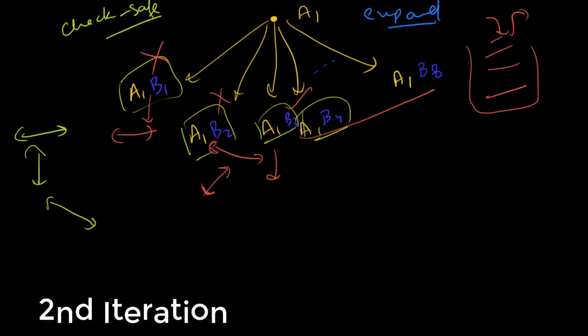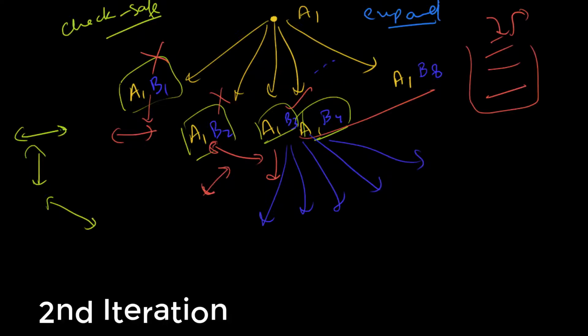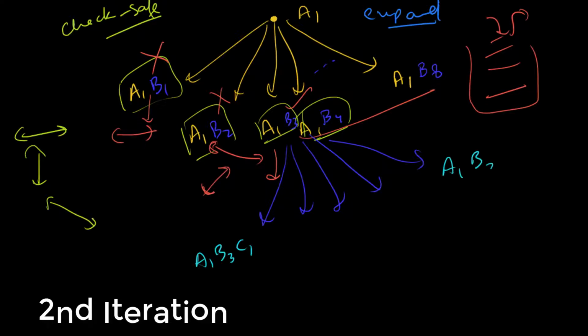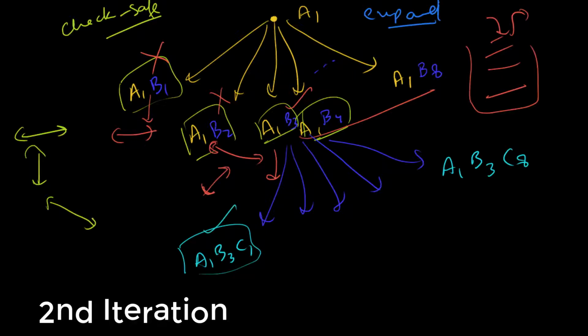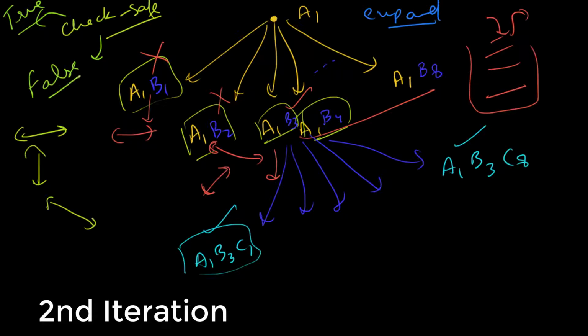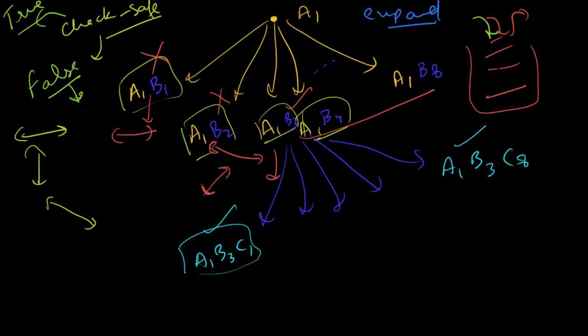So we'll have 8 children of A1 B3, and let's mark those A1 B3 C1 up to A1 B3 C8, and then we'll be applying the check safe function to all of these and pushing only those which are safe. The check safe function will return boolean values, true if the position is safe, and false if the position is not safe. If it returns false, it will not be pushed into the stack, and if it is true, only then it will be pushed into the stack.